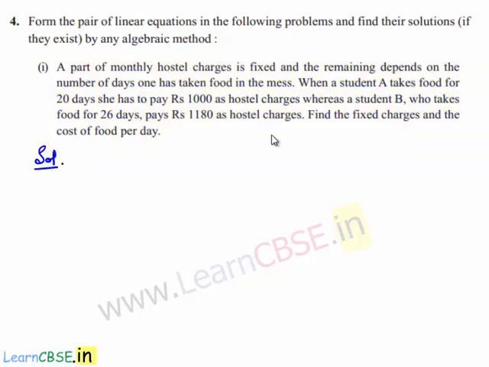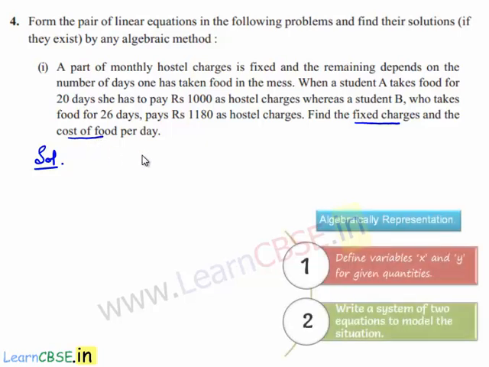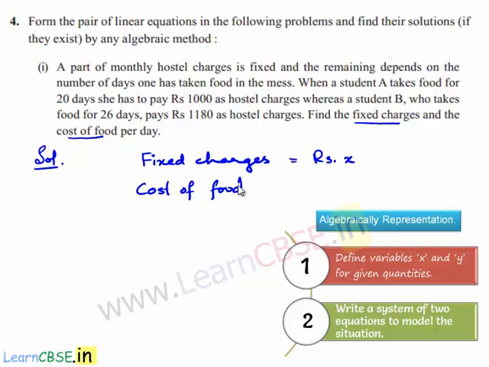So in this problem, we are required to find the fixed charges and the cost of the food per day. So let us assume the fixed charges is equal to X rupees and the cost of the food per day is equal to Y rupees.